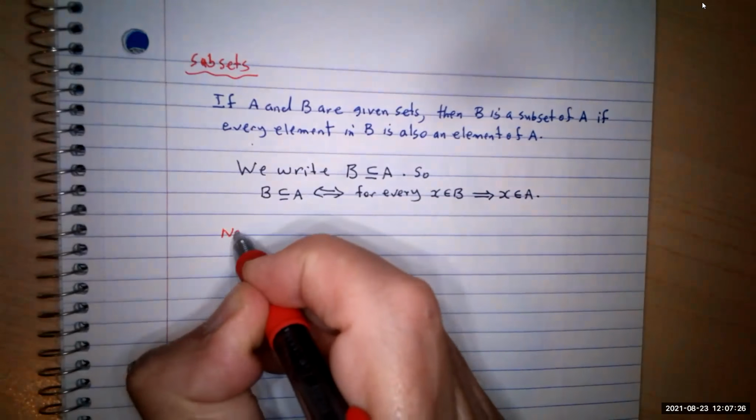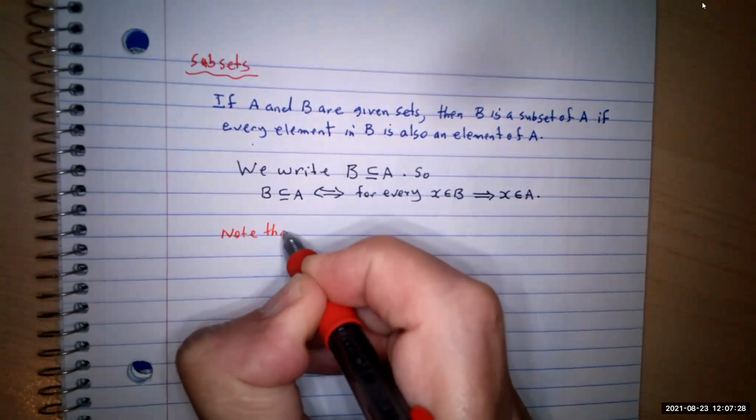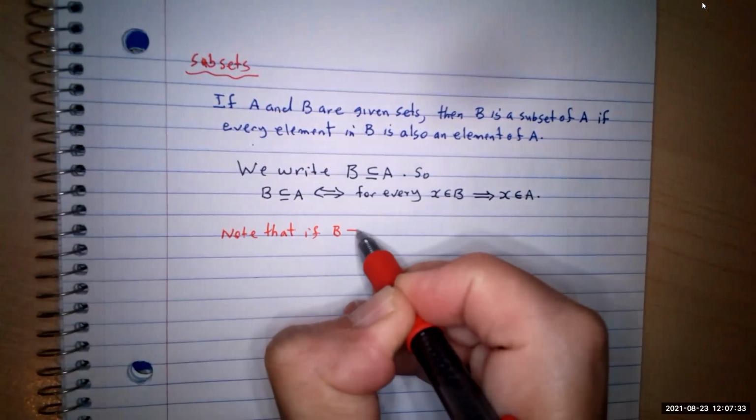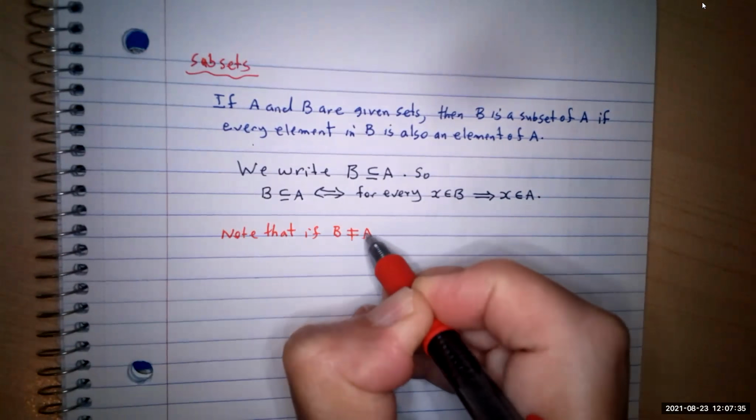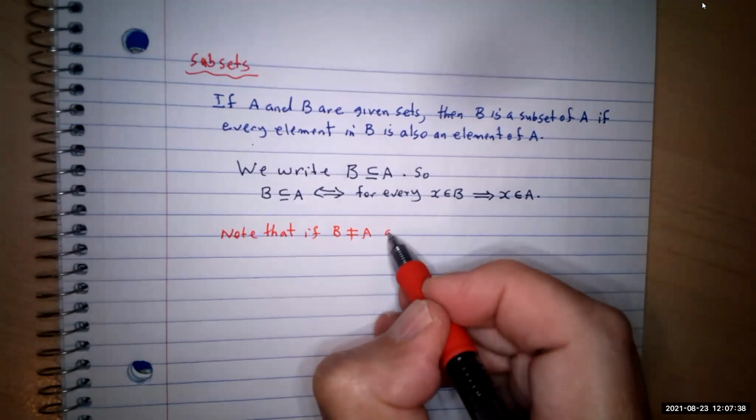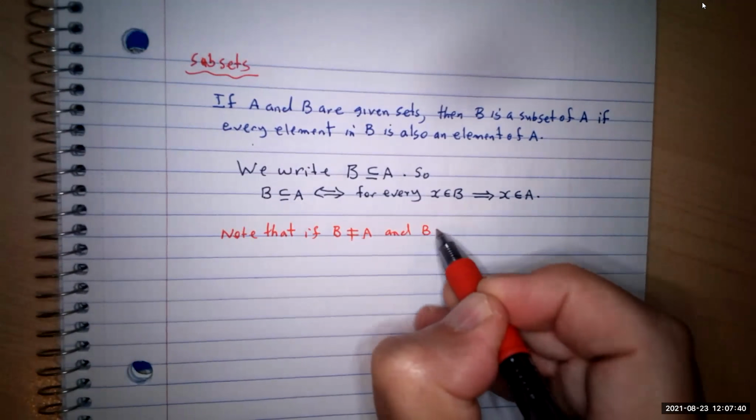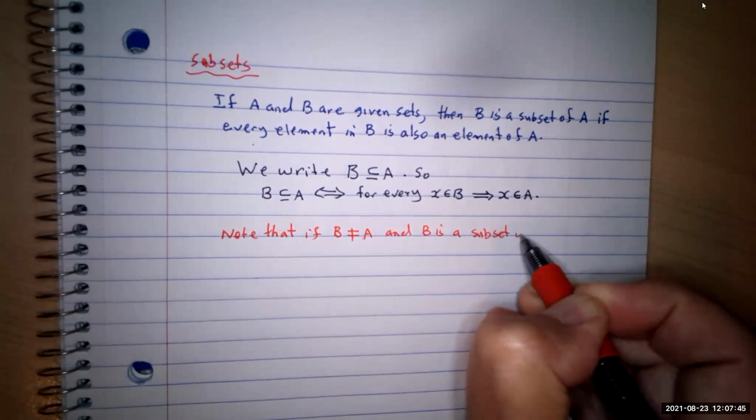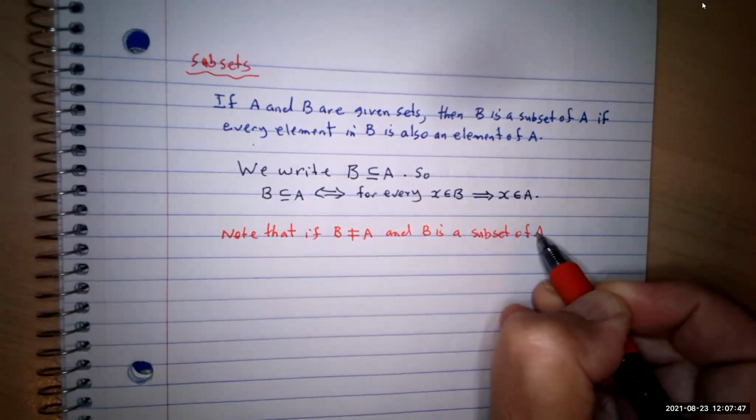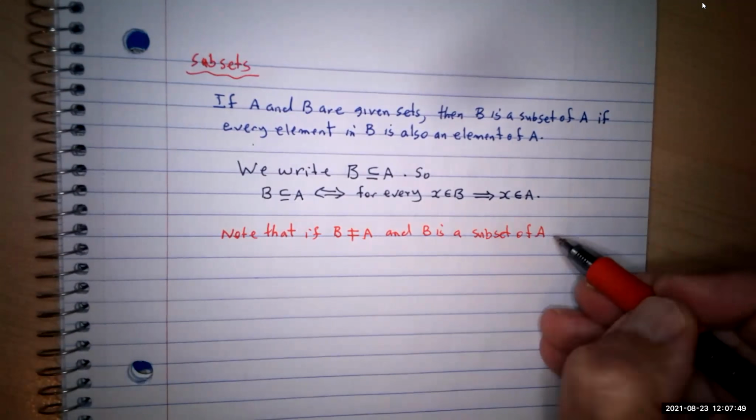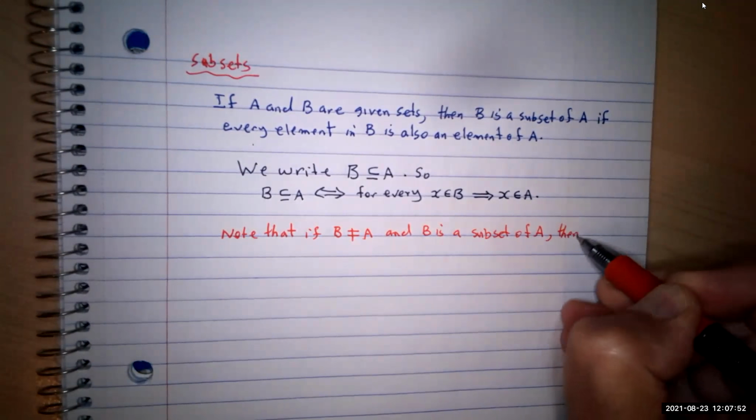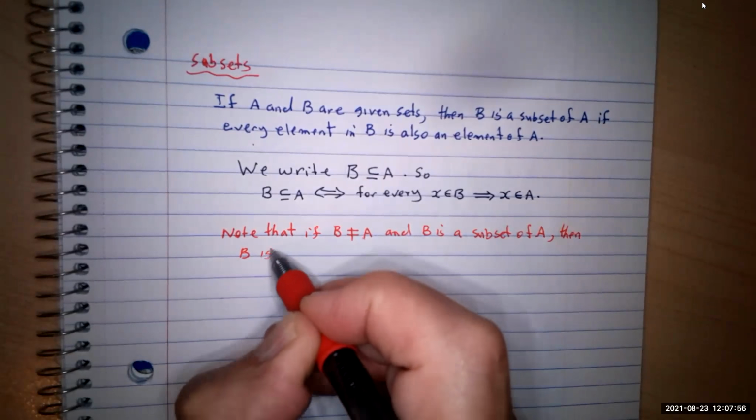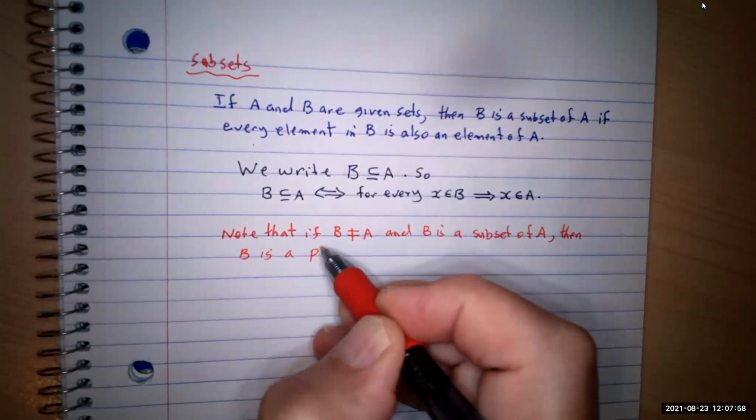So note that if B is not equal to A, not the whole of A, and B is a subset of A, this means it's strictly less than A, if you like. Then B is going to be called a proper subset.